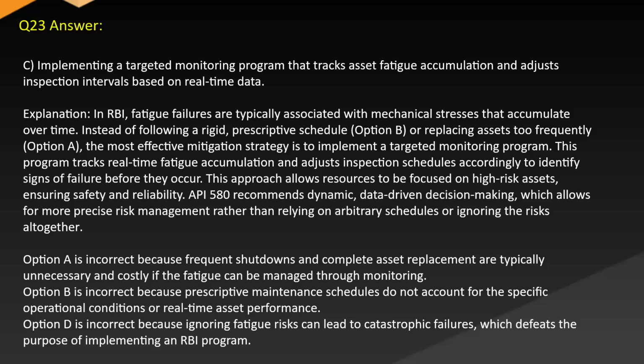This program tracks real-time fatigue accumulation and adjusts inspection schedules accordingly to identify signs of failure before they occur. This approach allows resources to be focused on high-risk assets, ensuring safety and reliability. API 580 recommends dynamic, data-driven decision-making, which allows for more precise risk management rather than relying on arbitrary schedules or ignoring the risks altogether. Option A is incorrect because frequent shutdowns and complete asset replacement are typically unnecessary and costly if the fatigue can be managed through monitoring.